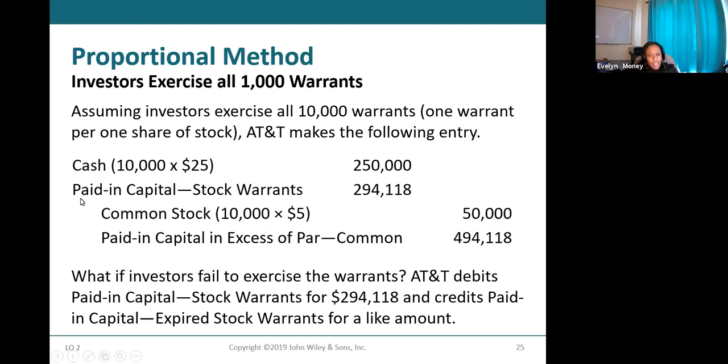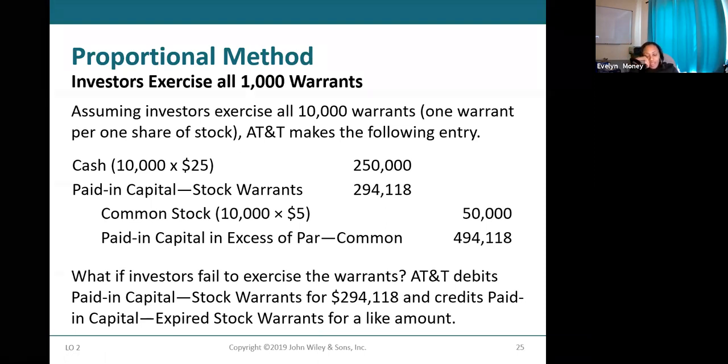What you need to be concerned with is that PIC stock warrants is at the fair value of the warrants on the day the warrants were issued. But the exercise price is usually going to be lower than the fair value because that's what makes the warrant attractive. Now, what if that stock price, the market price, keeps going down and down and down so that no one ever needs to exercise the warrants?